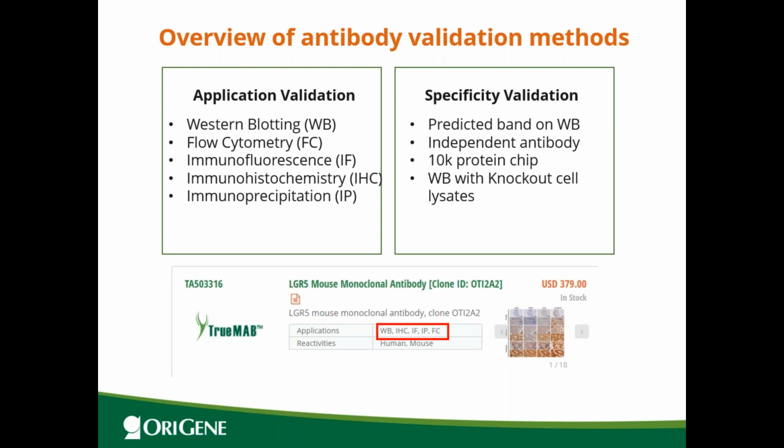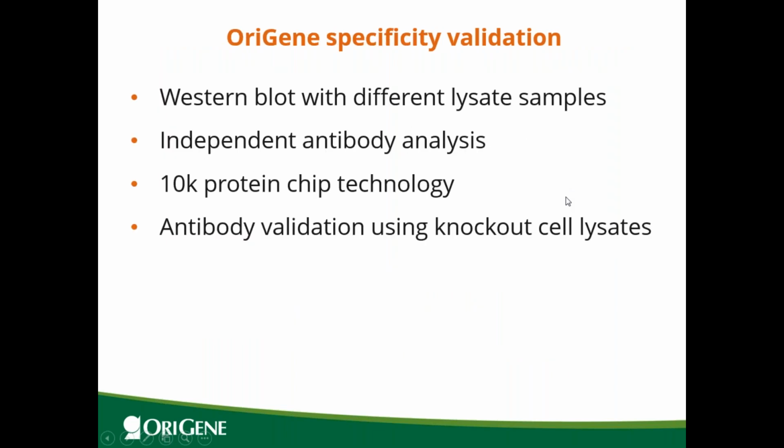So at OriGene, we have used many methods to verify the specificity of our antibodies. I'll talk about these methods in more detail in the next slide. Here I have listed all the major methods that we use at OriGene to verify the specificity of our antibody products. That includes Western blot with different lysate samples, such as the overexpression lysate that's made from the transfected cell line, and endogenous lysate made from the native cells or tissue.